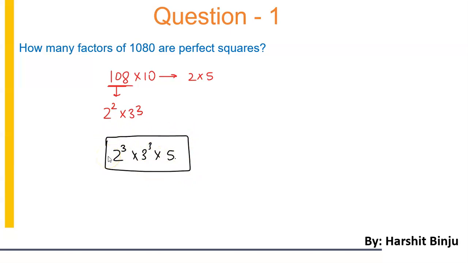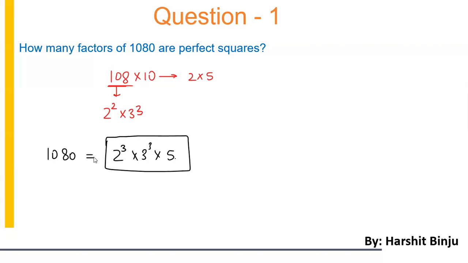The question is how many factors of 1080 are perfect squares? Now you want a perfect square. If you want a perfect square, the power has to be even. Then only you're going to get a perfect square, so that when you take the square root, you also get an integer. For example, when you square root 64, you end up getting 8. When you square root 100, you end up getting 10. That's the point.